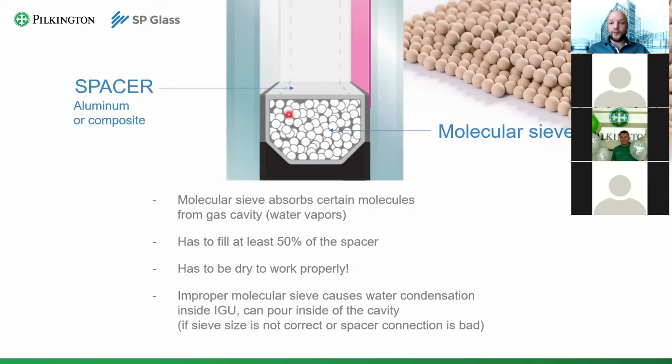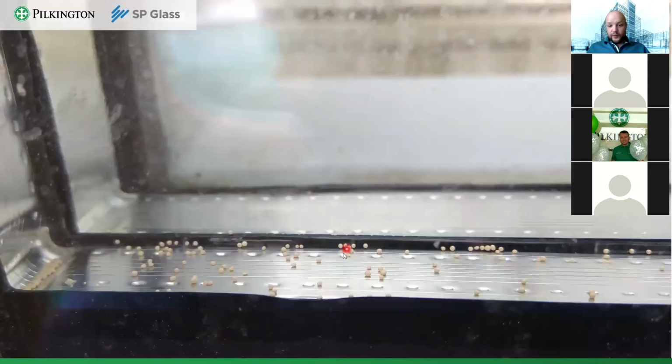Molecular sieve has to be dry when put into the spacer. Again, that is controlled on the production side. And molecular sieve should have granules of about the same size. Now, if it does have some small granules, they can pour down through these holes inside of an IG unit, which is bad.